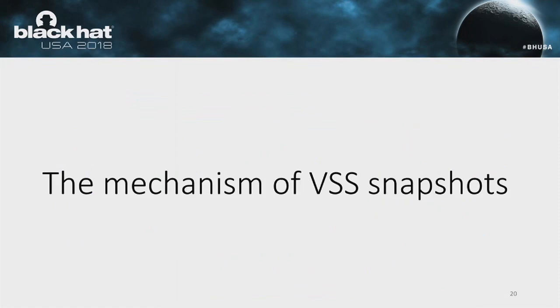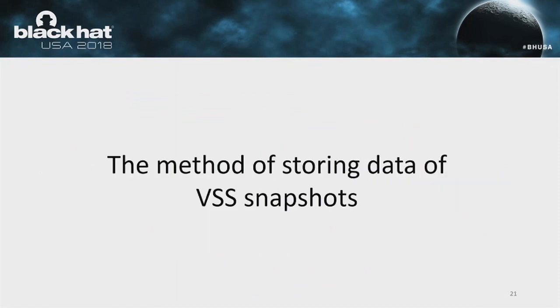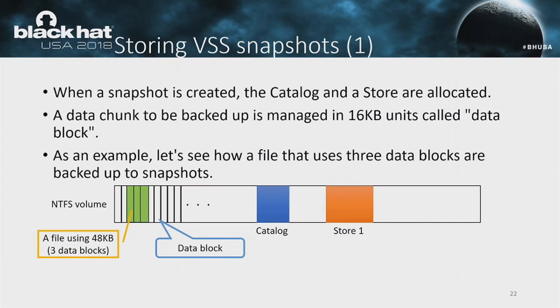Next, let me explain how VSS works. First, how does VSS store data to snapshots? When a snapshot is created, the catalog and a store are allocated. A data chunk to be backed up is managed in 16 kilobytes units called data block.